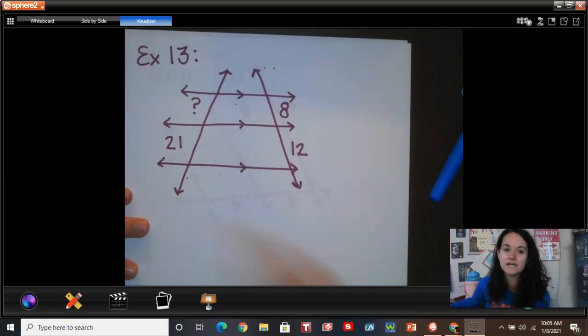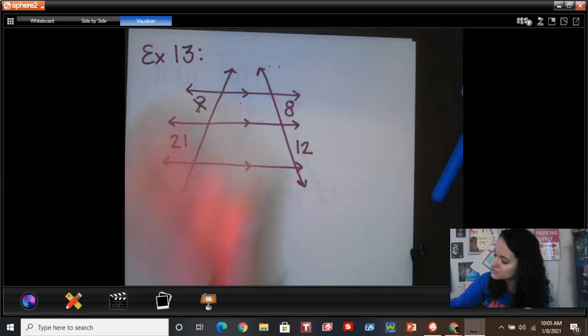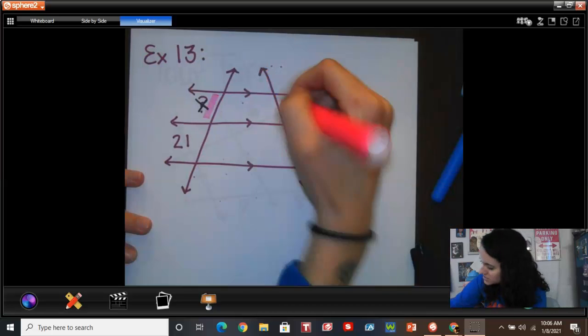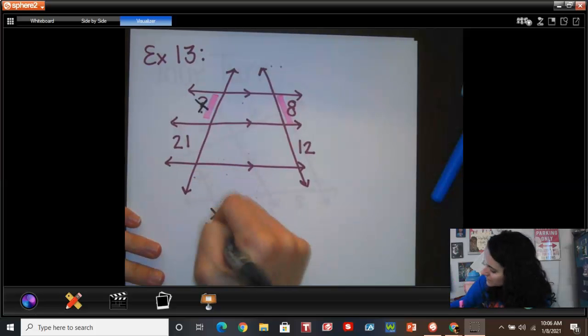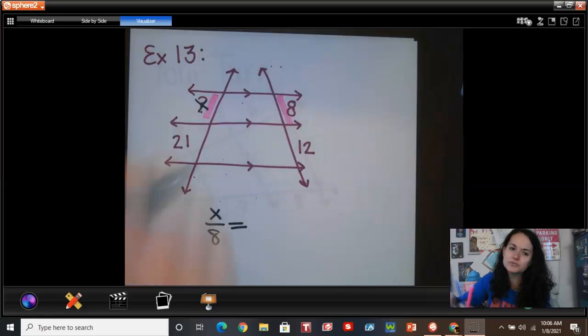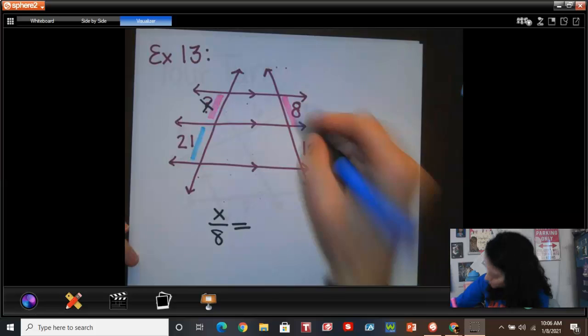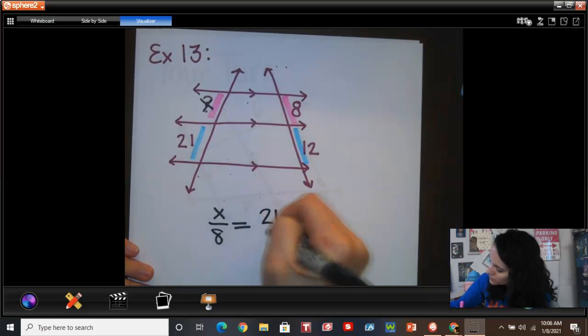Next, example 13. We're still talking about setting up proportions. This time it's with parallel lines. So here's our X, and it's all about seeing what matches, okay? So here's our X on this side of our parallel lines. Well, who does it match up with? Well, it matches up with 8. So we're going to say X over 8 equals, okay, who else do we know on the side with X? Well, we know 21. And what matches up with 21? Why, 12 matches up with it. So we can say 21 over 12.